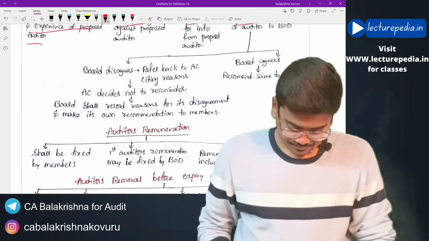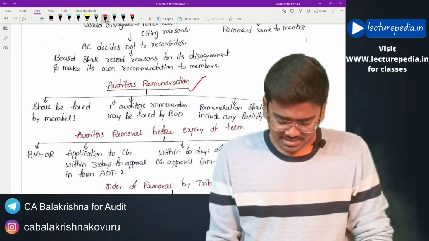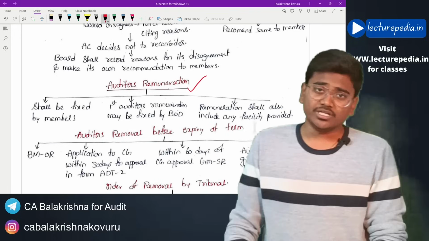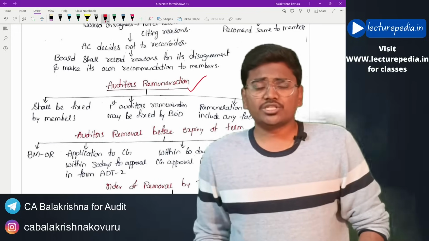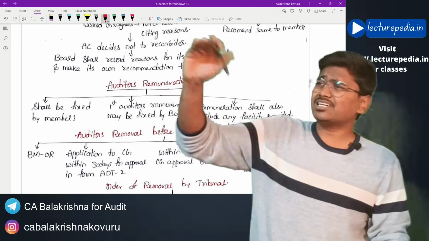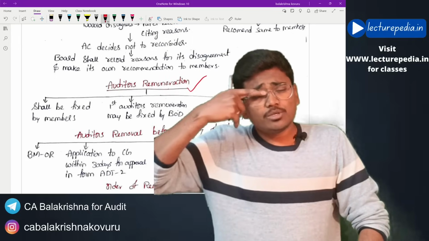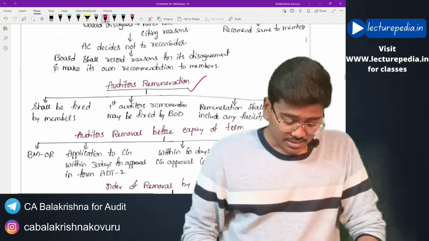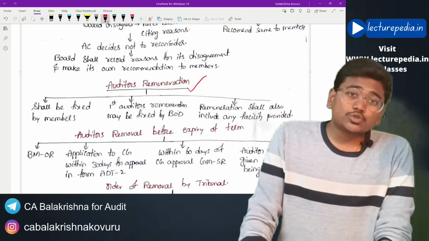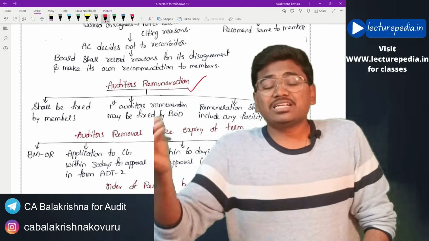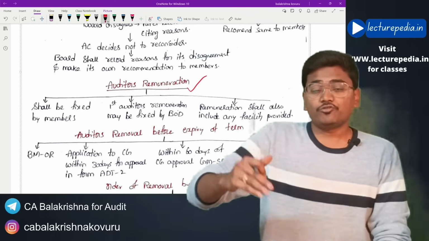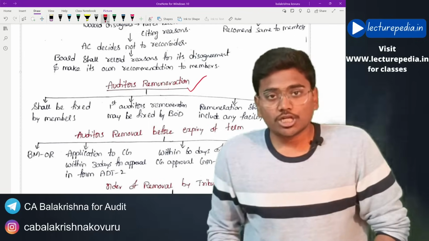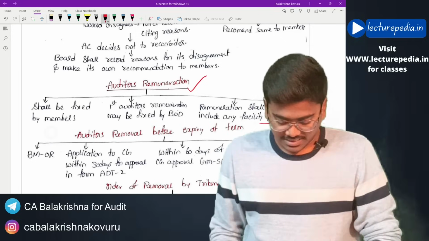Next, coming to auditors' remuneration. Generally, remuneration of the auditors will be fixed by the members in the annual general meeting. However, in case of first auditor, remuneration may be fixed by the board of directors, and in case of government companies also, remuneration will be fixed by the members only. And you should remember that this remuneration will also include any other facility that has been provided to the auditor. If you are providing any incidental facility to the auditor, even that expenditure will be part of remuneration of the auditor. Hope this is clear.